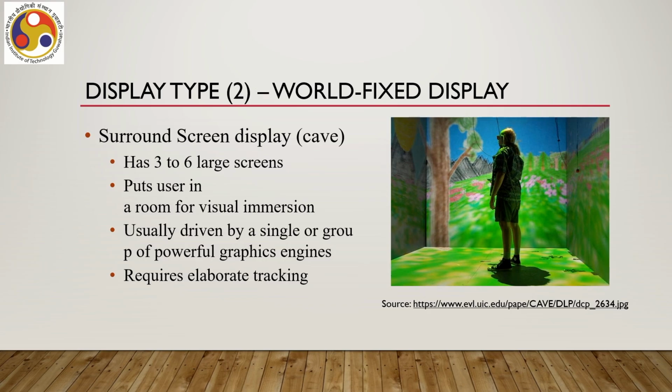The more recent walled fixed display example is the surround screen displays, which are typically known as cave systems. Typically, they have 3 to 6 large screens and put the user in a room for visual immersion. So, the user is surrounded by screens. Such a system is usually driven by a single or group of powerful graphics engines and requires elaborate tracking of the user's movements. So, that is another example of walled fixed display. Here the display is not moving, rather the user can move within a physical space.